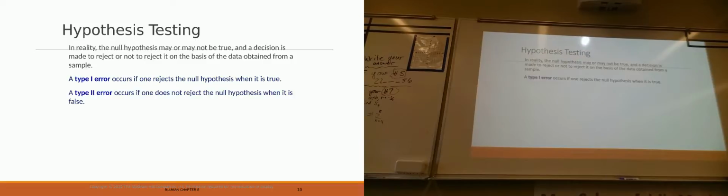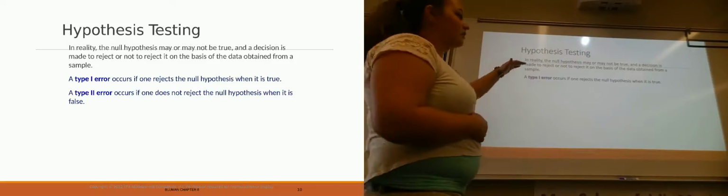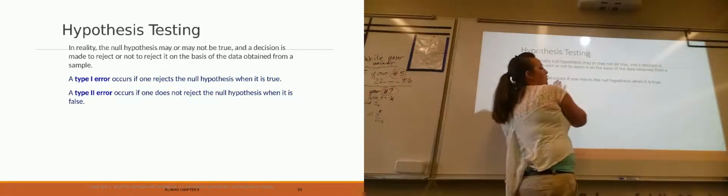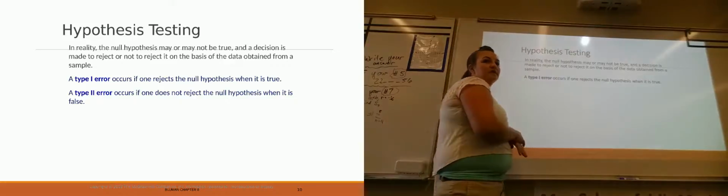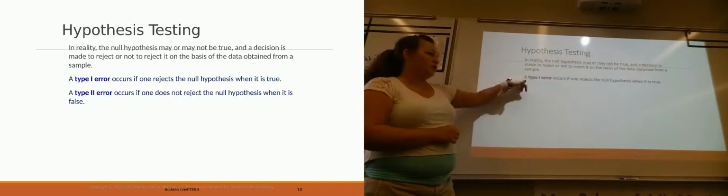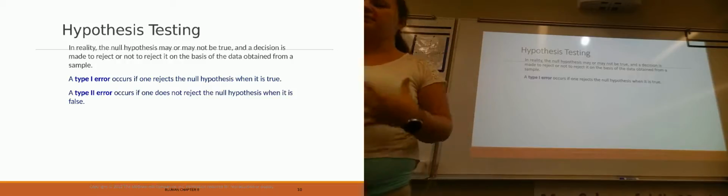A type 1 error occurs if one rejects the null hypothesis when it's true. If the first thing you said was true but you reject it, that's an error. That's something wrong. So that's a type 1 error. Just have really clear notes on what a type 1 is, and then the next one is a type 2 error.